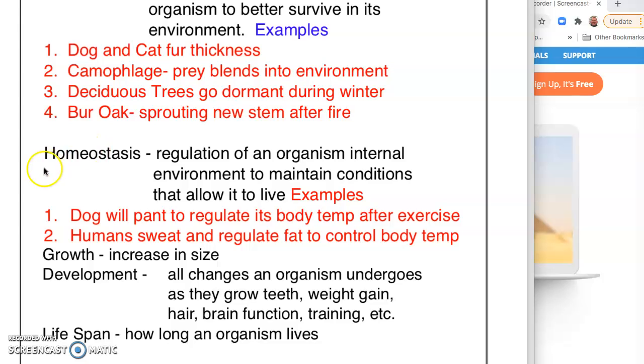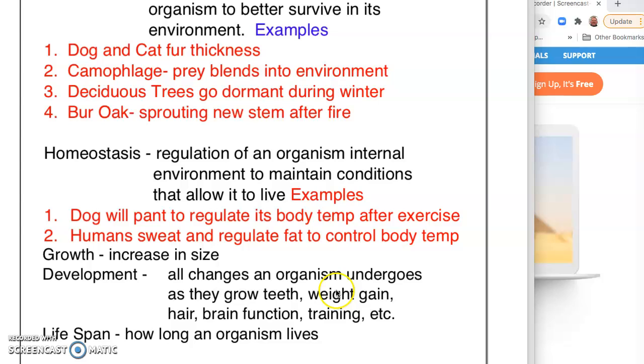Okay. Another function of a living thing is they grow, they increase in size, they develop, they go through all kinds of stages of development. If we take a human, we have a baby, an infant, a toddler, that turns into a young child, a teenager, an adult, and an old person. And with each stage of development, different things change within our bodies. We grow teeth, we gain weight, we grow hair in different places. Our brain function improves.